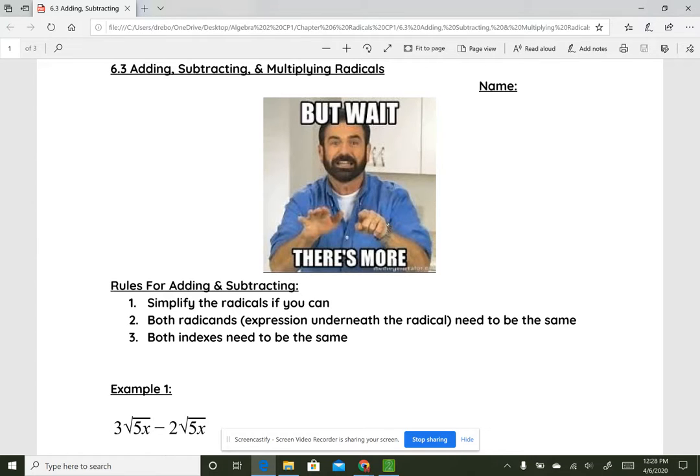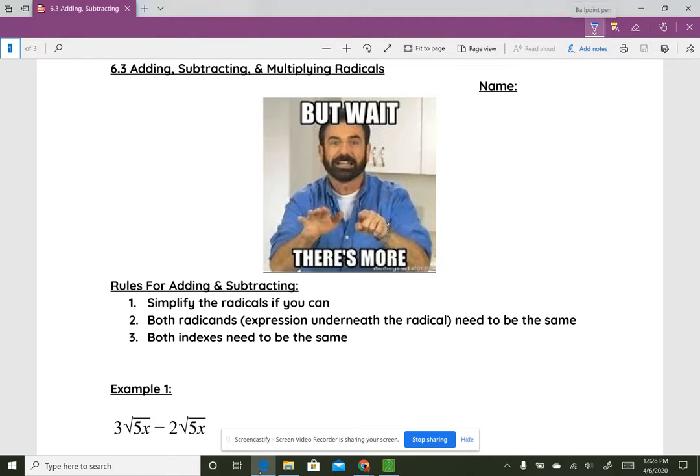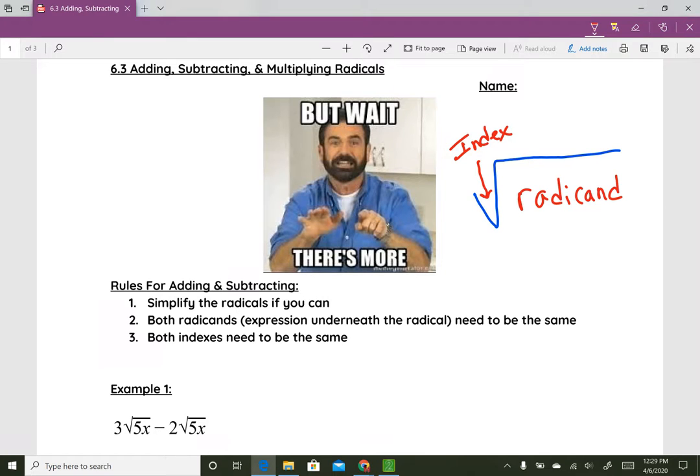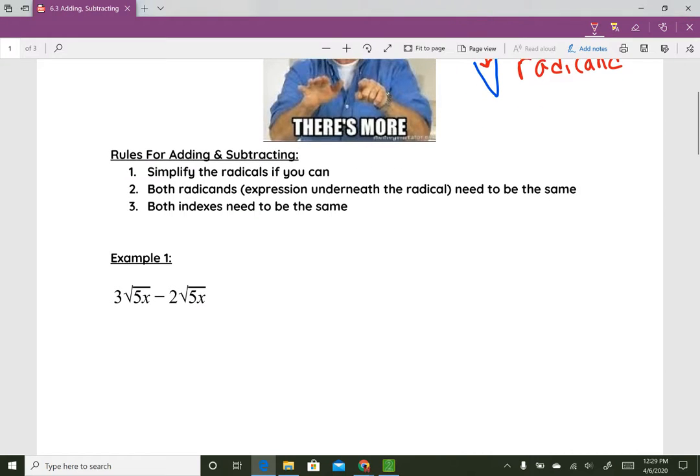So let me paint a little picture here for you, because there's some vocab words here. They might have you afraid, scared, whatever it is. But we'll go over it so you're not afraid or scared. So this thing is called the radical, right? Now inside is the radicand. So that's the radicand inside. And then this little thing right here, whatever number's in there, that's the index. So we have the radicand, the index. Those are 2 things that you want to make sure you know, because that's going to help you for adding and subtracting these.